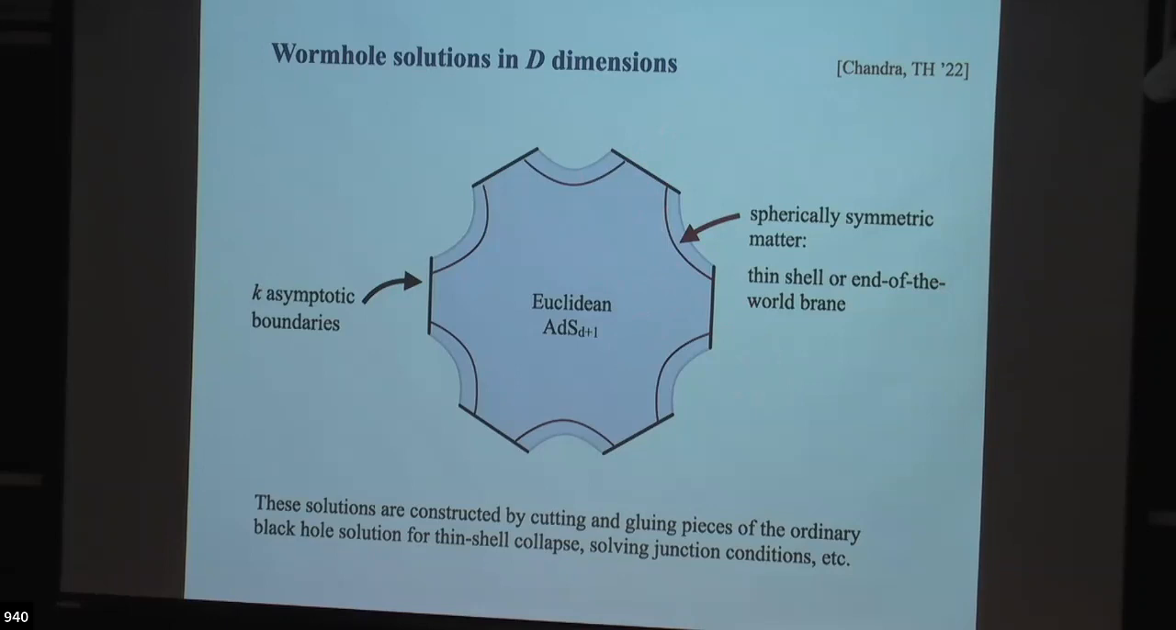We studied a couple of cases. One is where this is a thin shell of spherically symmetric matter. Then you can find solutions like this by solving the Israel junction conditions, the same way you find thin shell collapsing black holes, you can find thin shell wormholes. The induced matter there violates the energy condition? No, this doesn't need to violate any energy conditions. It's ordinary positive mass. Just ordinary matter. You can find these by taking the ordinary thin shell black holes, chopping them into pieces and gluing those pieces together.